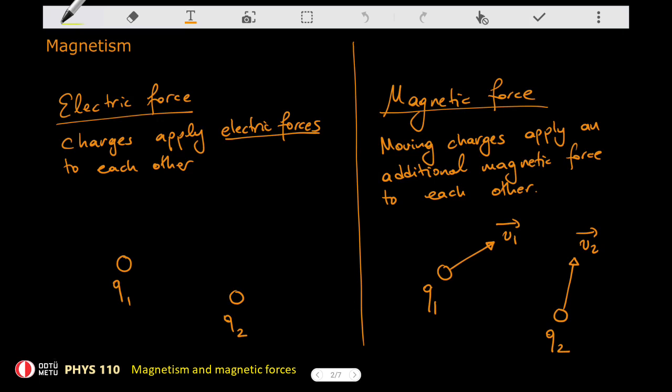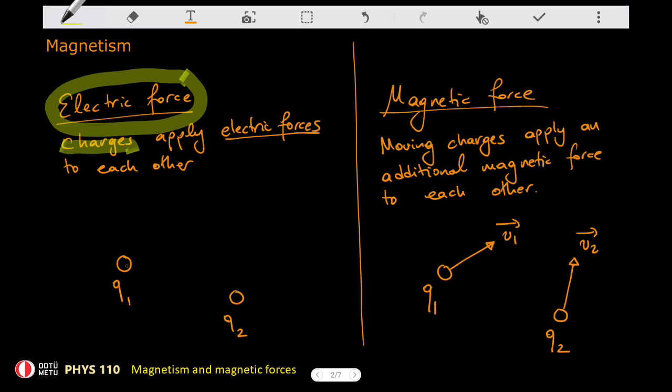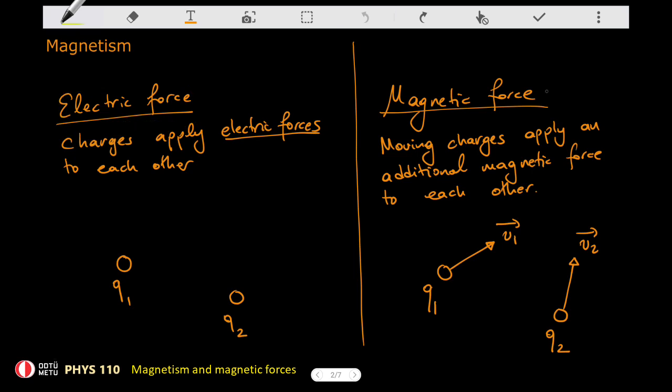So let's remember again how we describe the electric force. The electric force is the force between two charges. There are two charges that are interacting, they are applying forces to each other. We first described this electric force with the famous Coulomb's law. Okay, so I'm going to do the same thing for the magnetic force.